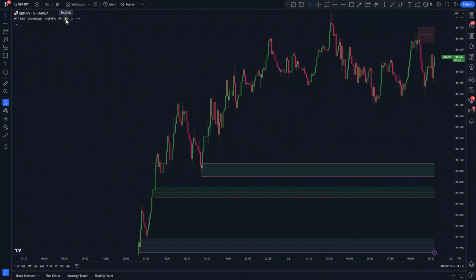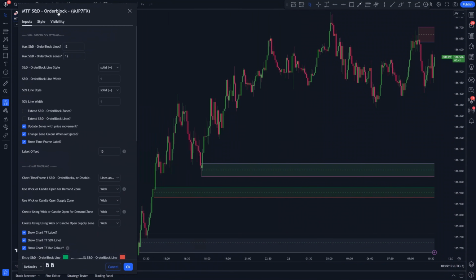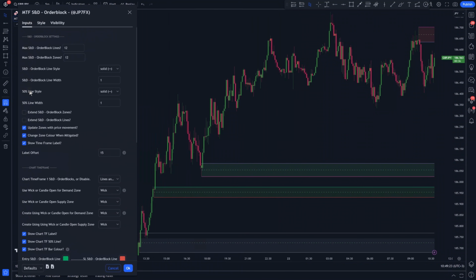Now, looking at the settings of this indicator, we can see tons of customizable options. Things like the maximum supply and demand lines on the chart. We can also change the supply and demand line style and the supply and demand line width. We can change the line style of the 50% line, the width of the 50% line, and all these settings.